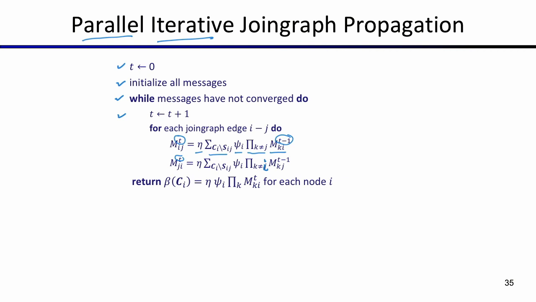And once I multiply all the messages, I keep iterating until I reach convergence. In the case that I reach convergence, I will return the beliefs that I have for every cluster. So I'm going to represent it like this, the beta of Ci, which is just the multiplication of all messages that I got from all neighbors. In this case, I'm not excluding anyone, times the factor that I have in the node I, times the normalization constant, and that is the end result of this algorithm.